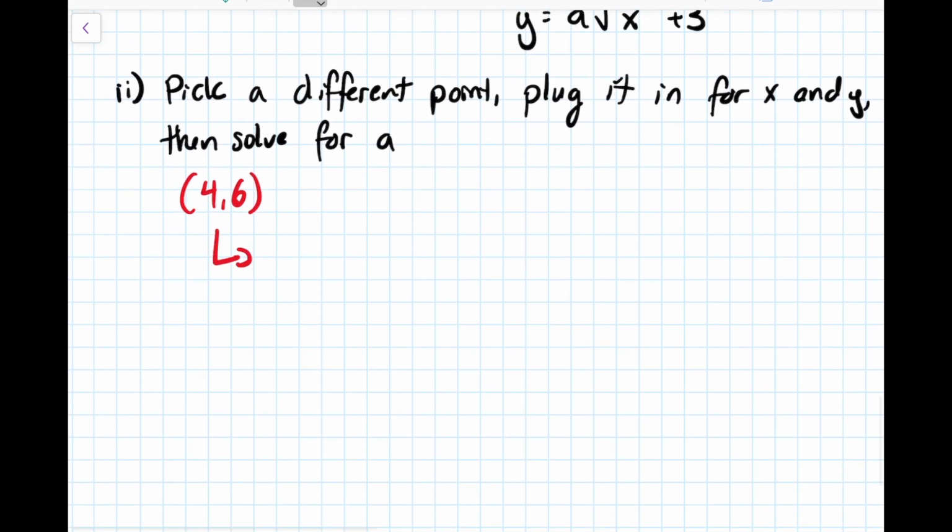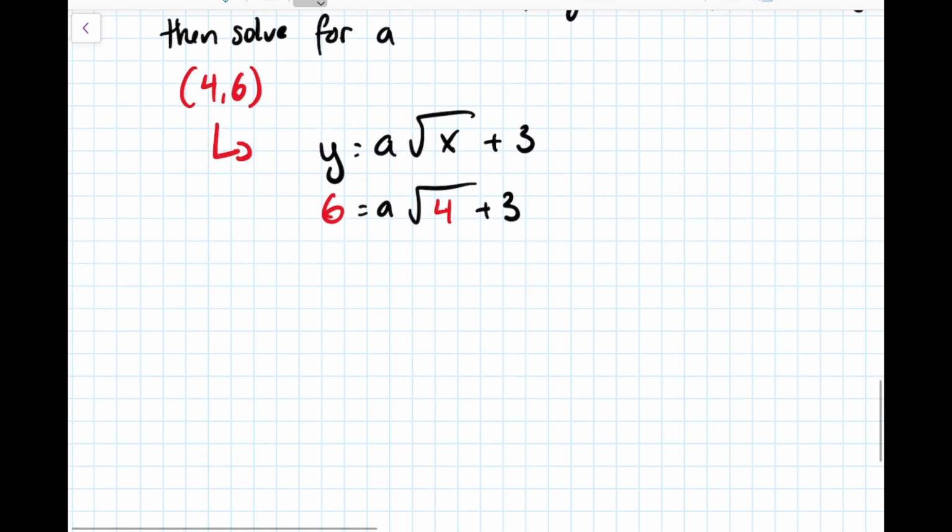So we go to what we had, which was y equals a root x plus 3. And I'm just going to plug 6 and 4 in for y and for x. So we've got 6 equals a root 4 plus 3. Well, the square root of 4 is 2, so this gets me 6 equals 2a plus 3.